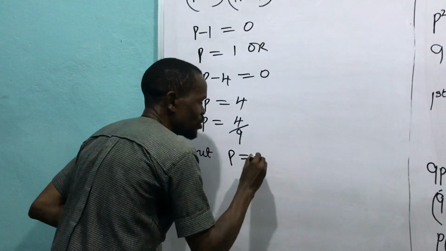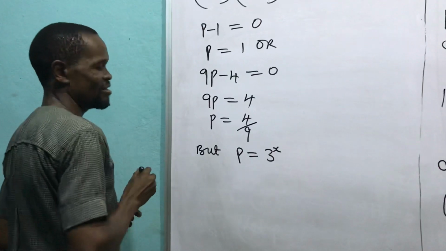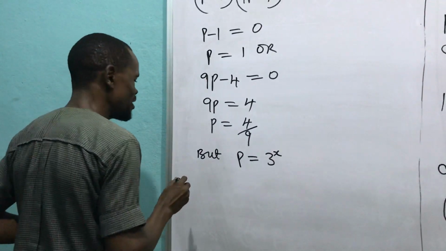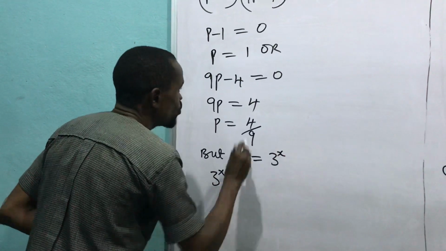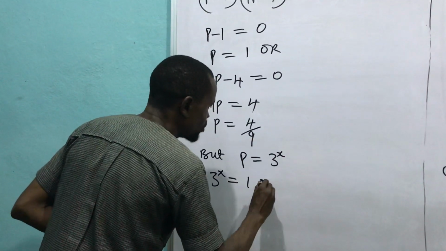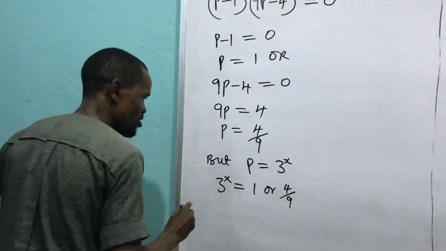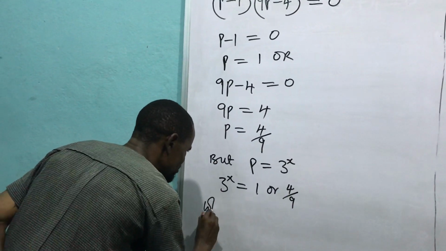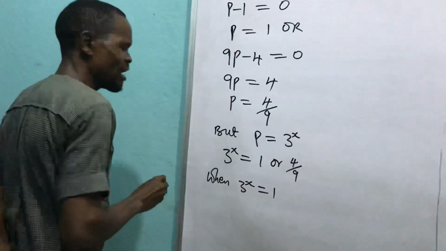P is equals to what? 3 raised to power x. 3 raised to power x. So what will I do? Will that mean that what? 3 raised to power x is equals to 1 or what? 4 over 9. Then let me solve. I will now say when 3 raised to power x is equals to 1, what am I going to have?